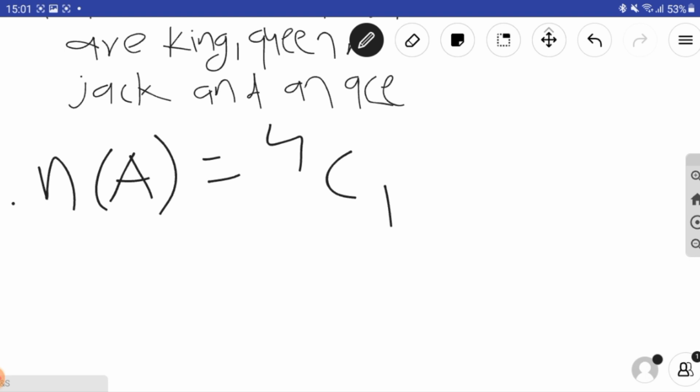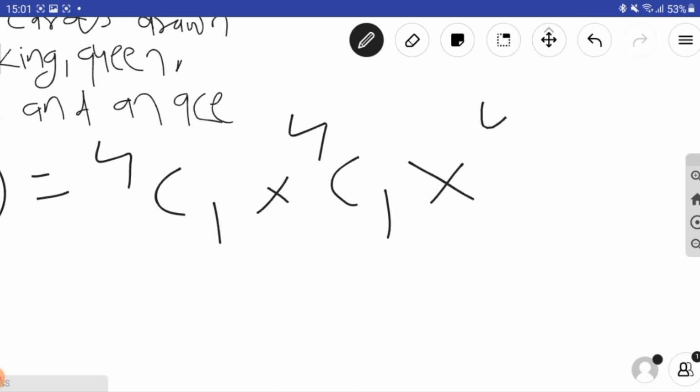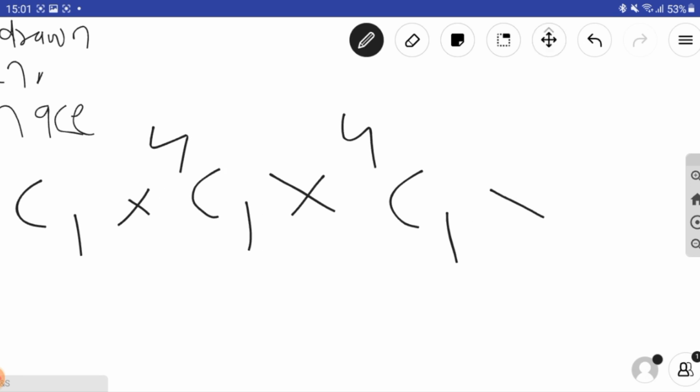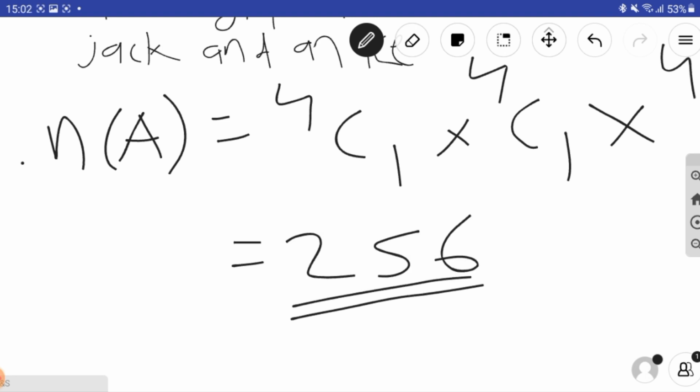4C1, because there are 4 kings and we have to draw 1 king. So therefore 4C1 multiplied by 4C1 for queen also. Similarly for jack also, and for ace also it is 4C1. So it comes out to be equal to 256. So this is our n of A.